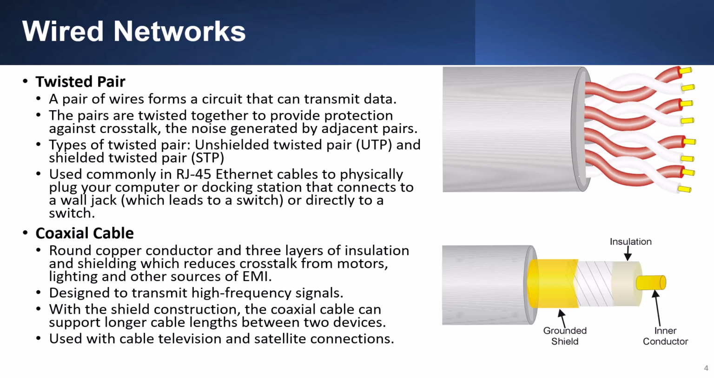Coaxial cable has a round cable conductor and 3 layers of insulation and shielding, which reduces crosstalk from motors, lighting, and other sources of electromagnetic interference, or EMI. It is designed to transmit high-frequency signals. With the shield construction, the coaxial cable can support longer cable lengths between two devices. It is used with cable television and satellite connections.